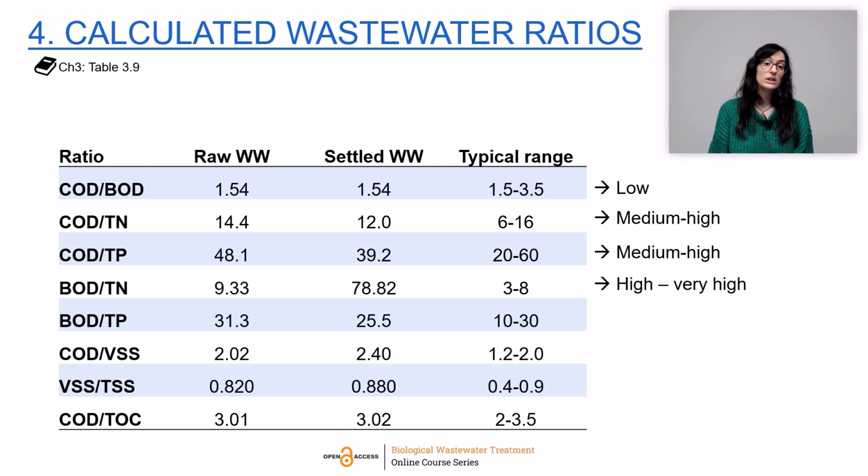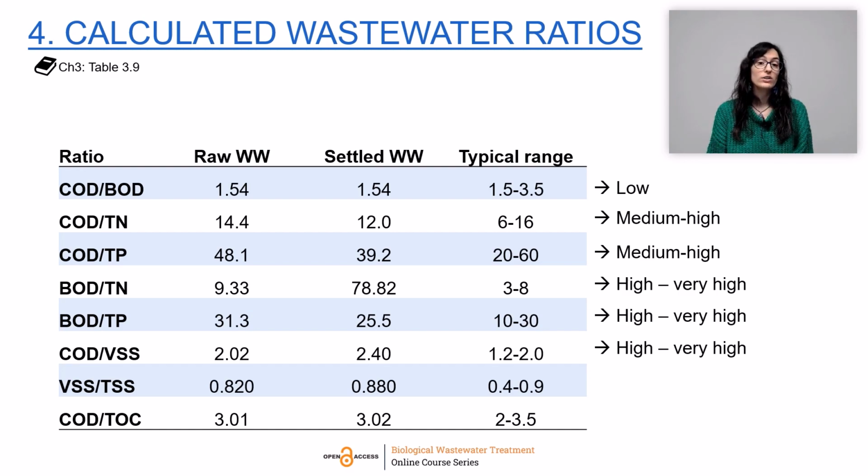Then the BOD to total nitrogen ratio can be considered high, and especially high for the case of the raw wastewater. And this can be related to the high BOD concentrations that we discussed before due to a low water consumption. And the same conclusion can be also drawn for the COD to total phosphorus ratio that also has high values. The COD to VSS ratio can be considered very high and slightly above the typical values, especially for the case of the settled wastewater.